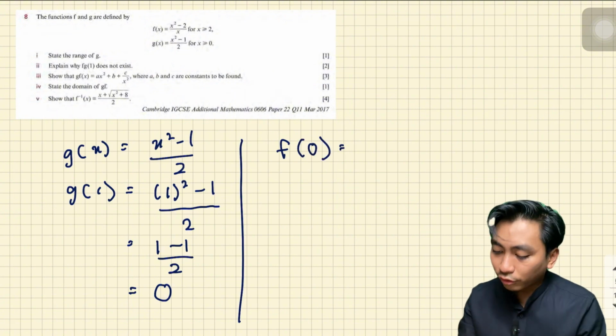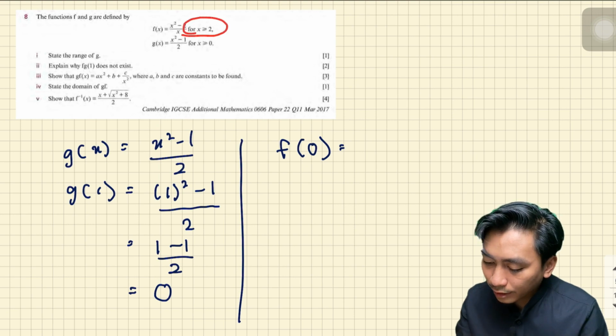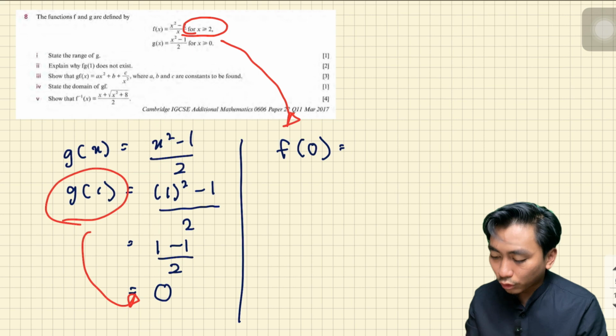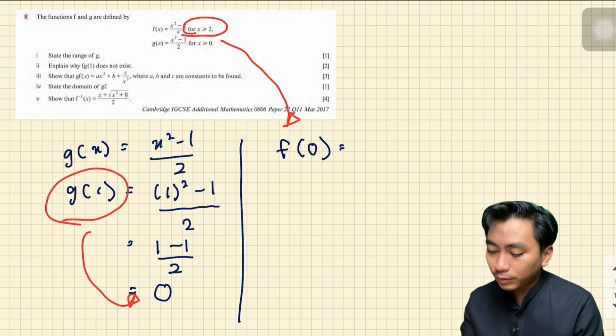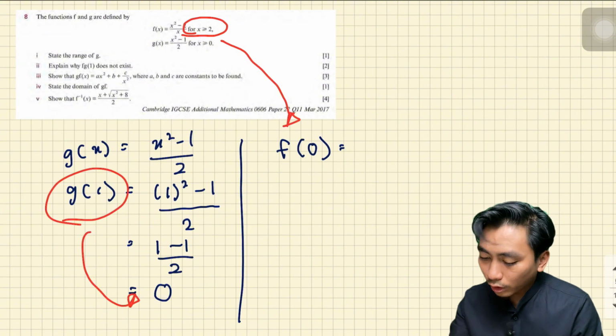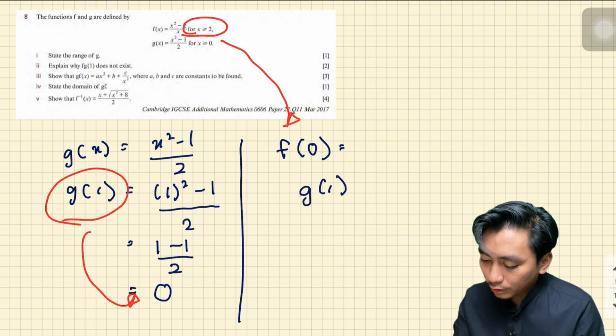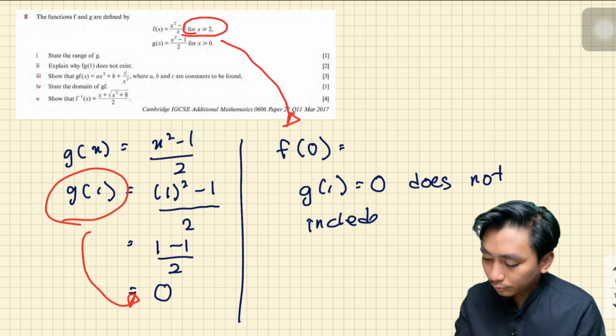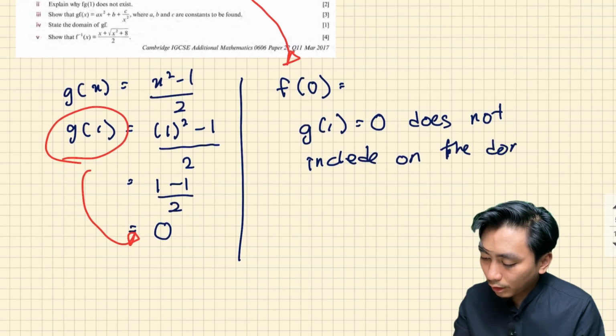But look at the range. The range says that x must be more than 2. So G1 is equal to 0, so it cannot exist because the x, the domain, must be more than 2. So we can conclude that G1 equal to 0 is not included in the domain of fx.